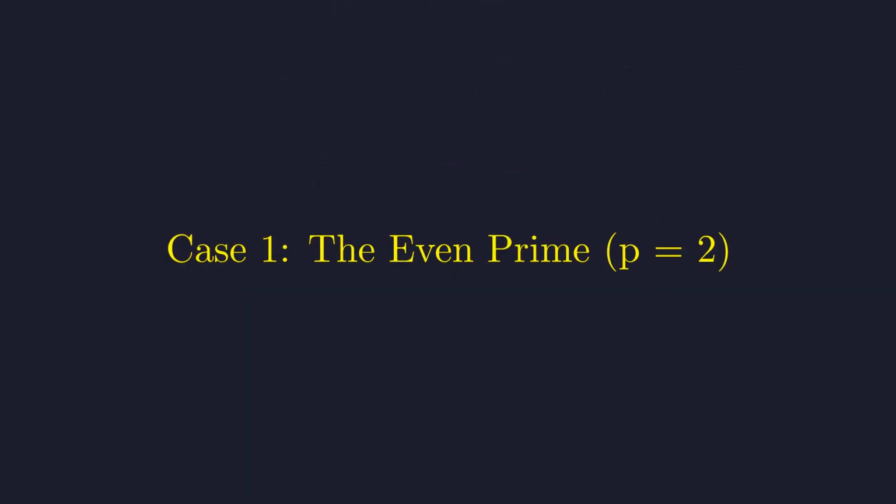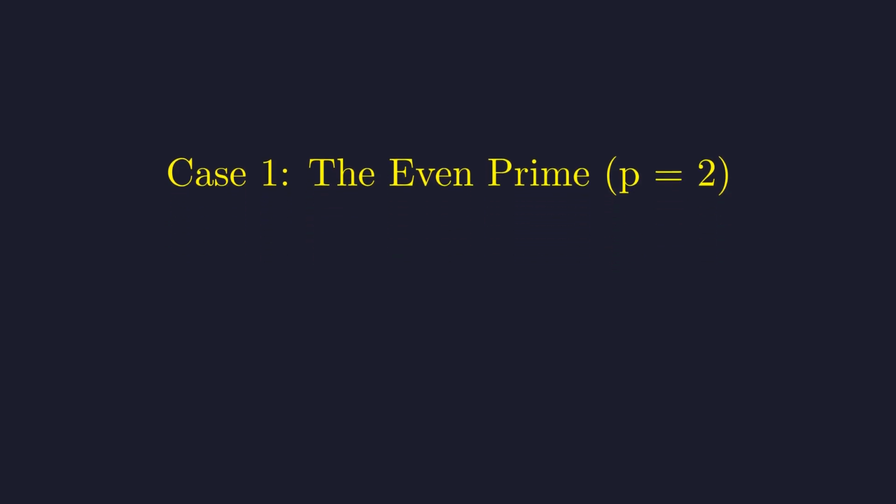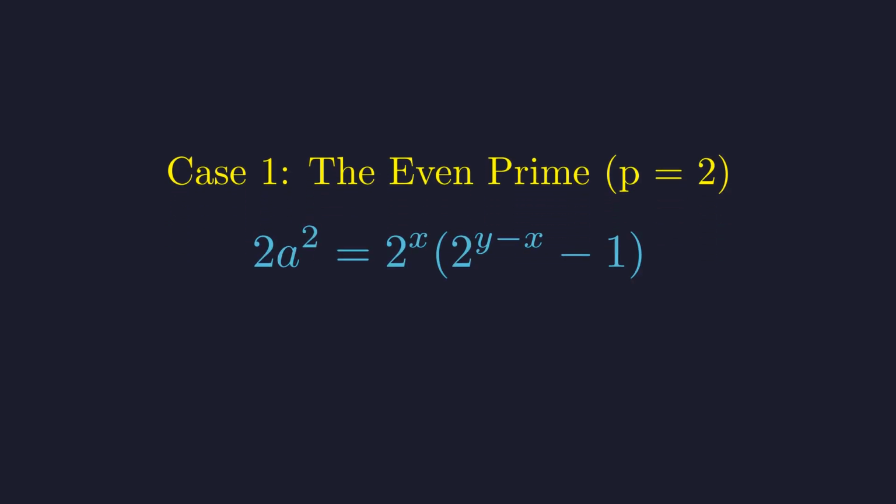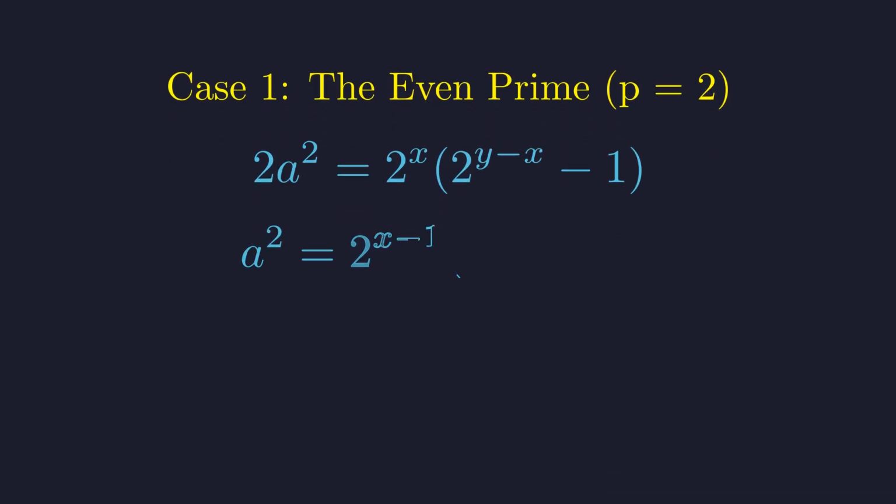We begin with the case where p is the only even prime, 2. Substituting p equals 2 into our central equation gives this result. Dividing both sides by 2 simplifies the equation. The two factors on the right side have a critical property. They are coprime. This is because the first factor is a power of 2, while the second is odd.